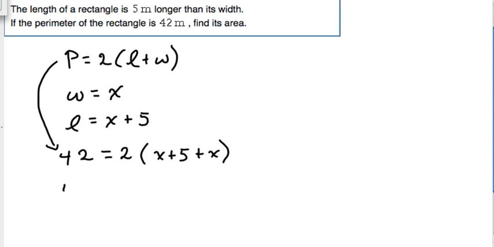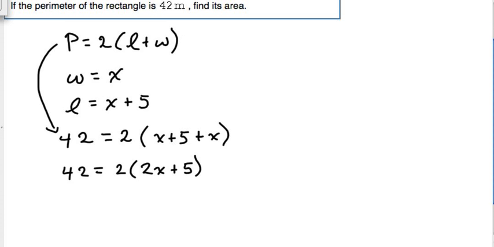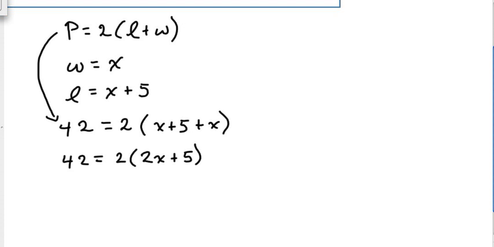Next up, 42 equals 2, and then we have to combine the like terms inside the parentheses. There's 2 x's, so it's going to become 2x plus 5. Okay, next up we have a few options of which way we want to go. What I'm going to do actually is divide both sides by 2 in order to get rid of this 2 that's on the outside of the parentheses here.